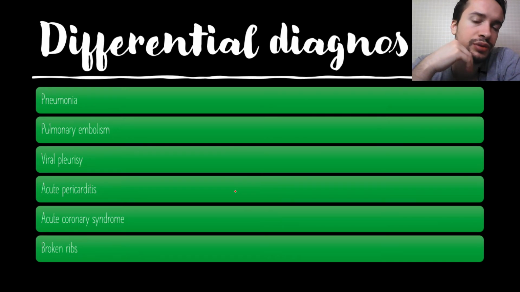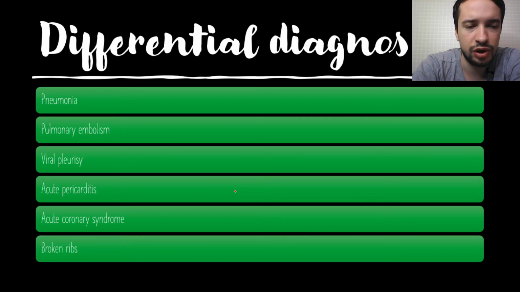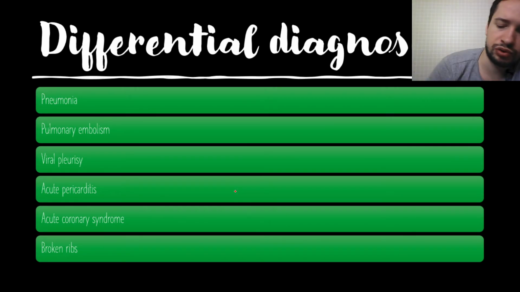Differential diagnosis. With pneumonia, pulmonary embolism, viral pleurisy, acute pericarditis, acute coronary syndrome, and broken ribs.